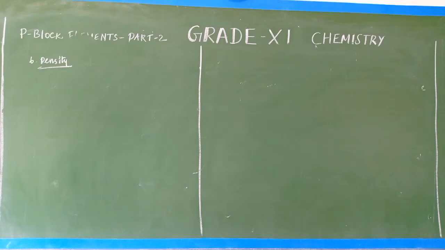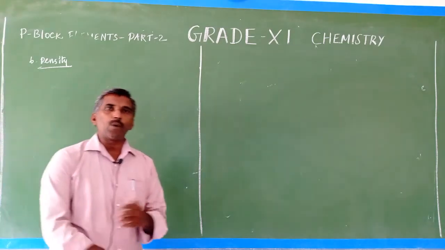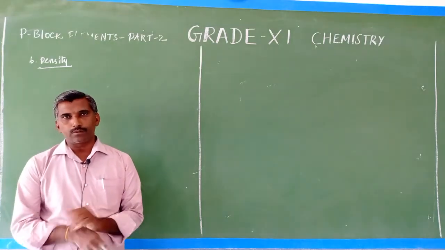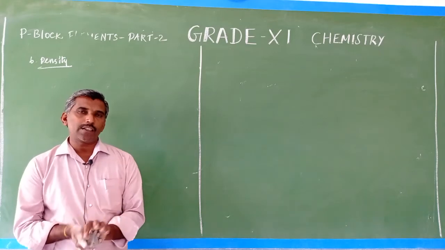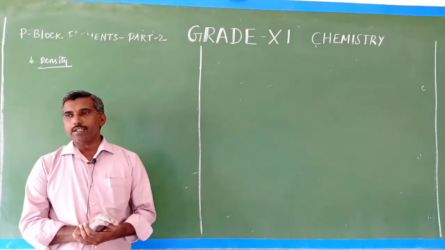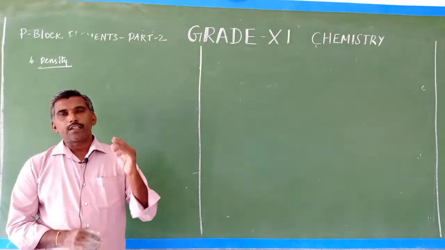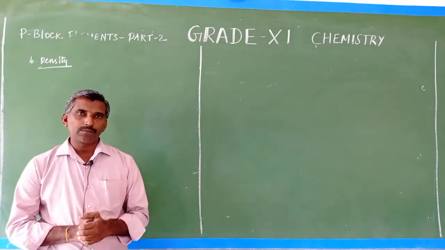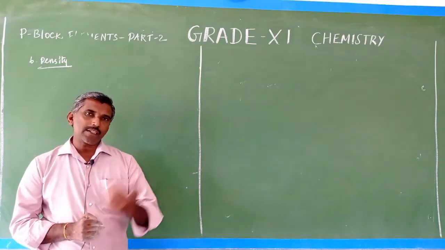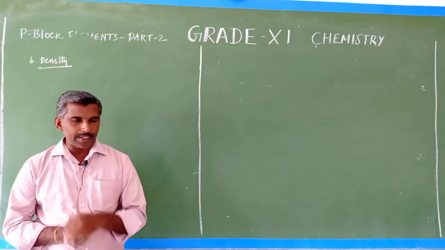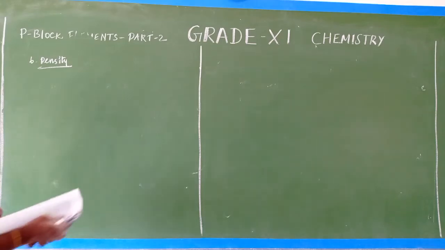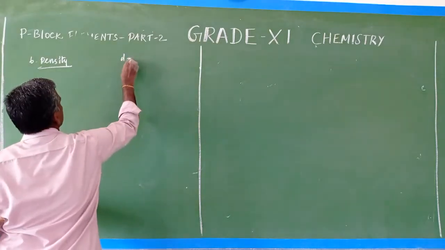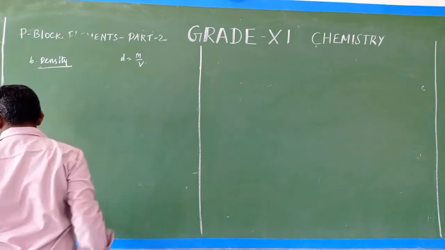In group 13, how does density vary from boron to thallium? In a group, we compare down the group; in a period, left to right. First understand the meaning of density: density is mass by volume. If volume increases, density decreases; if mass increases, density increases.